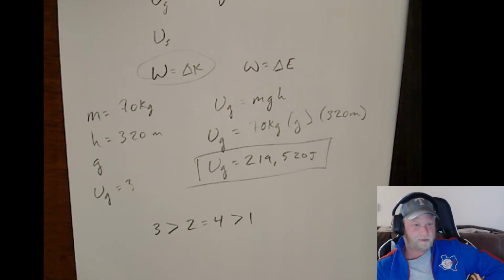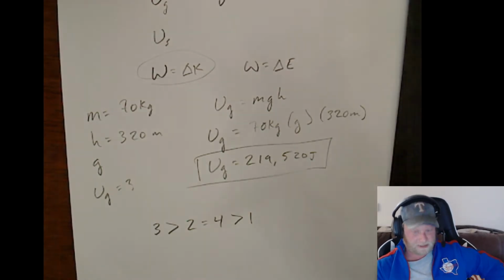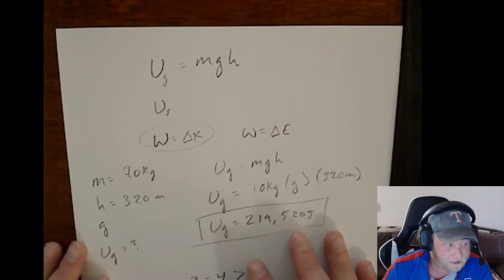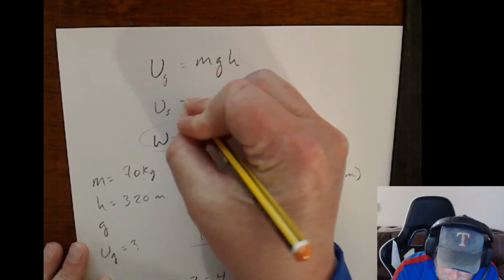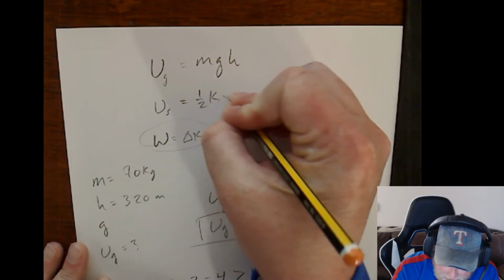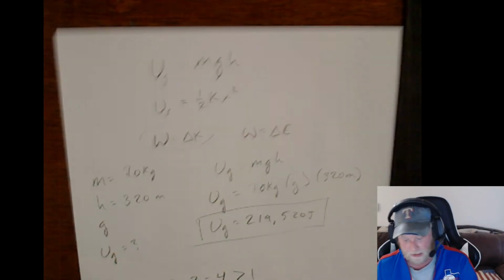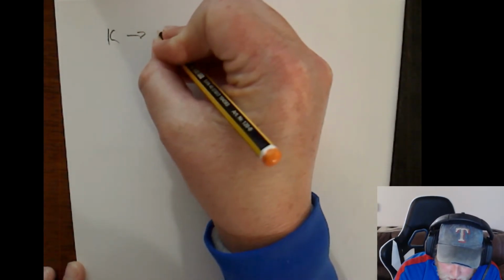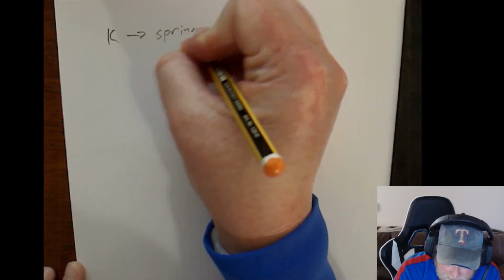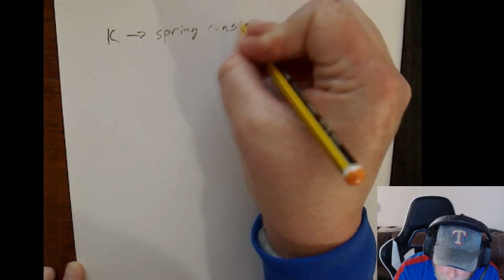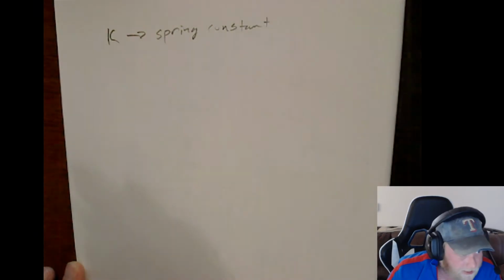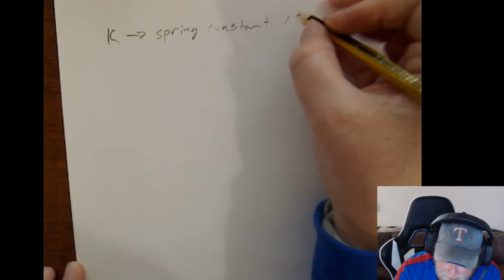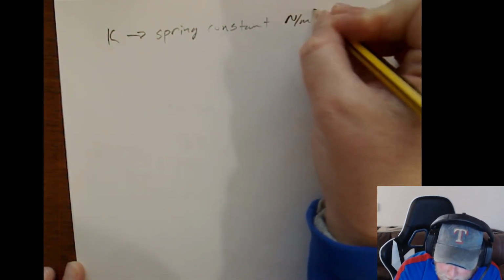Alright, so the second most common form of potential energy you're going to see is spring potential energy. And spring potential energy is equal to 1/2 kx squared. Now, k is something new we haven't seen. And k is what we call the spring constant. And the spring constant is going to be measured in newtons per meter.